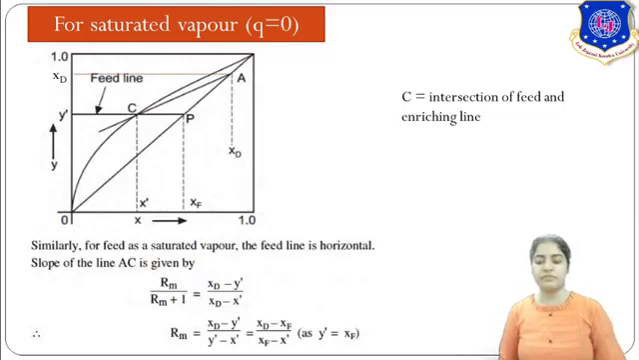Now here don't get confused. Here, y dash is equal to xf. You can see from the graph, your feed point from P you can see. That is because your feed is vapor, that is parallel to the x-axis. Hence your xf will be equal to y dash.